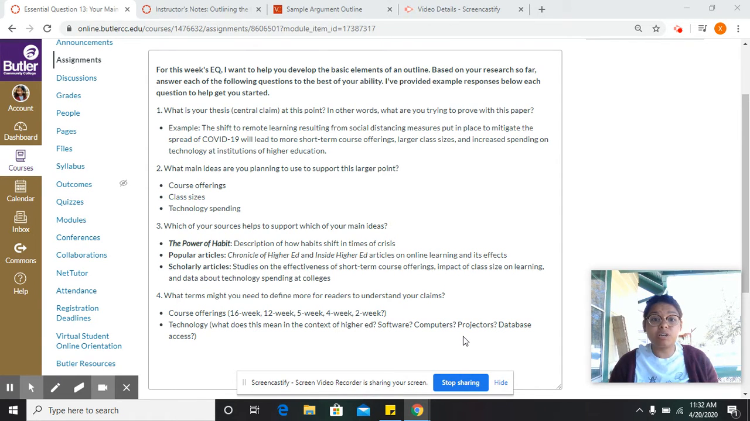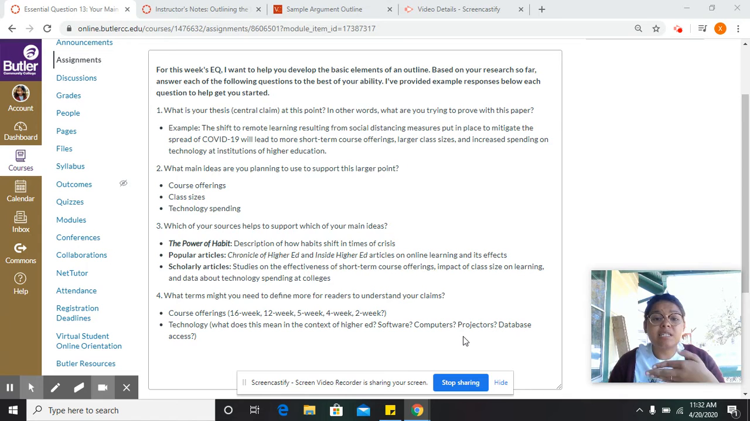So the first is, what is your working thesis at this point? In other words, what are you trying to prove with the paper? So I've given you the example. Remember, my organization was colleges or institutions of higher education. And my research question was, how will teaching and learning be impacted by the shift to remote learning? So how would the habits of teachers be changed?